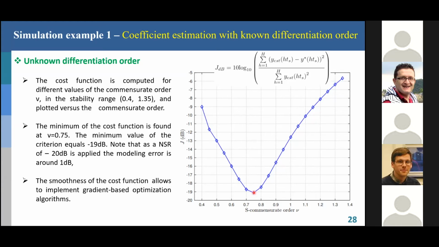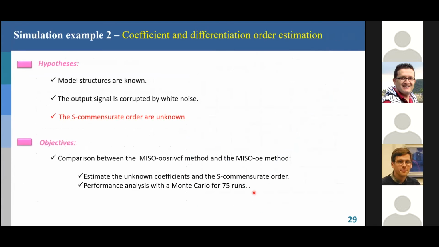The smoothness of the cost function allows us to implement the gradient-based optimization algorithms to estimate all the differential order in the second step. So the second example here, we're gonna estimate the coefficient with the differential order estimation. So here, our model structure are known, and the output signal is corrupted by a white noise, and the S-commensurate order are unknown. So we're gonna do a comparison between the MISO OSRVCF methods and the MISO OO methods.